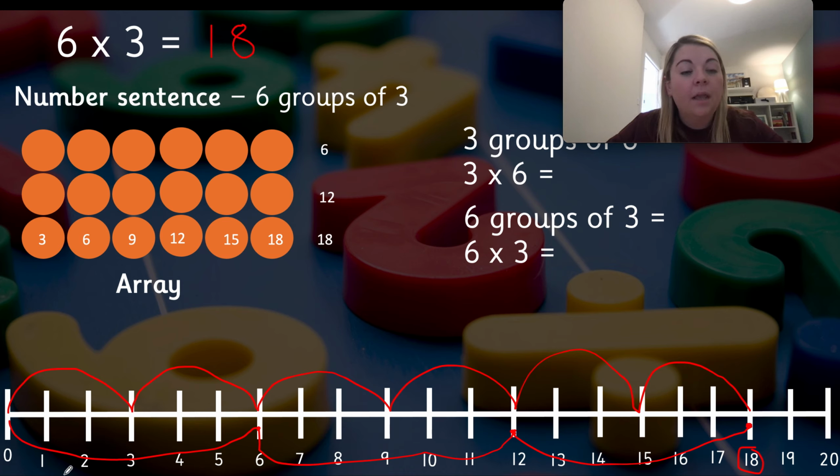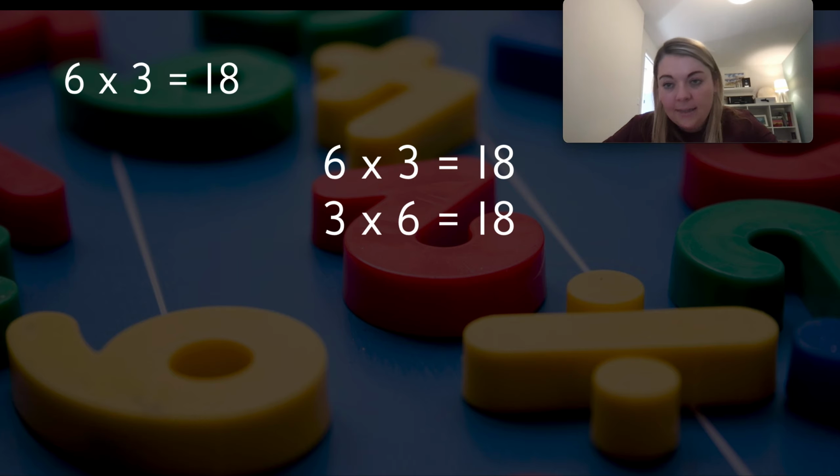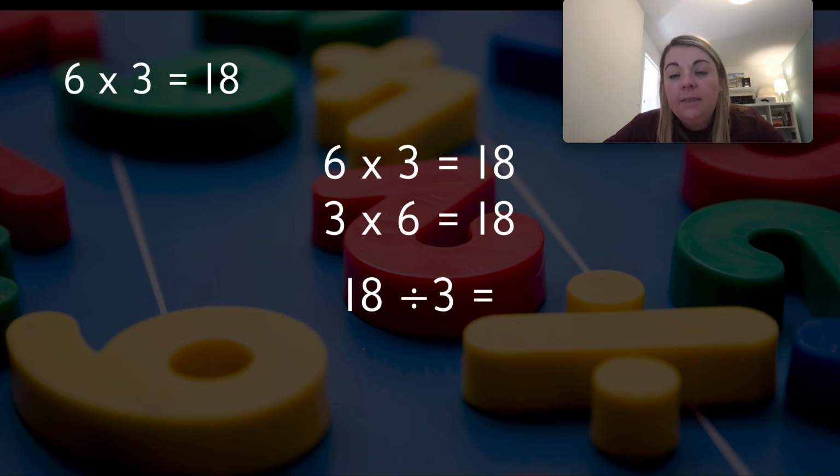Okay, moving on to the next slide. So 6 times 3 equals 18. That's what we've just worked out. And that means that we know 3 times 6 equals 18. Now, division is the opposite of multiplication. So if we know 18 divided by 3, we can work that out using the times table question.